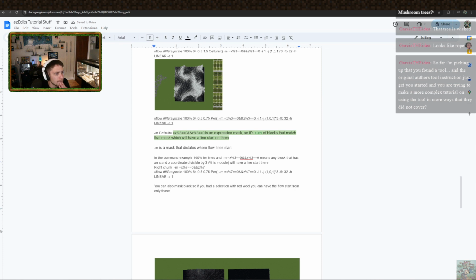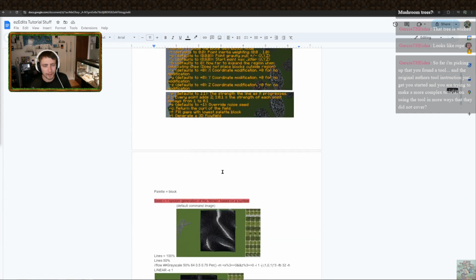Oh, I didn't just find this tool. I helped make this tool a reality. Let's just put it that way. And the original author's tool instructions just get you started, and you are trying to make a more complex tutorial on using the tool in more ways that they did not cover. Yeah, I mean, kind of, essentially. But they didn't really cover anything. Well, I mean, they cover it all when you read it, technically.